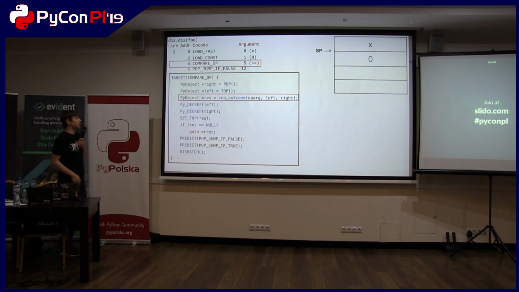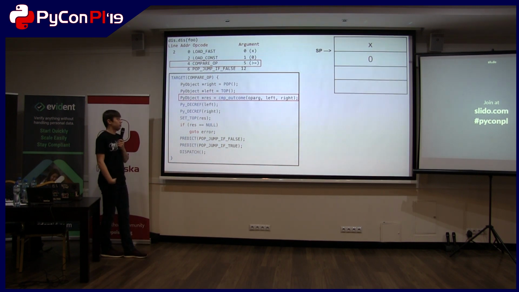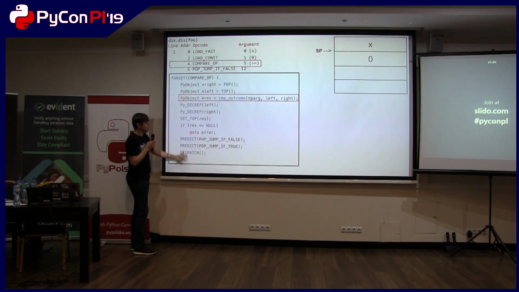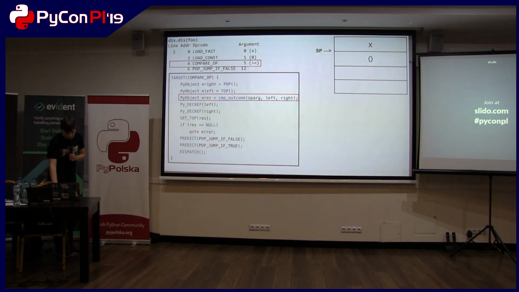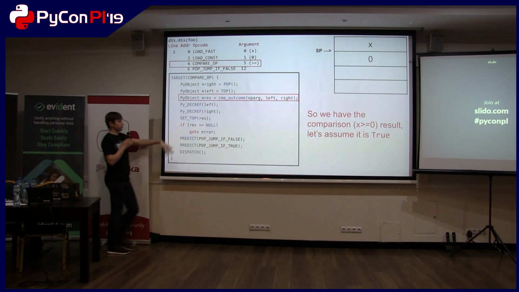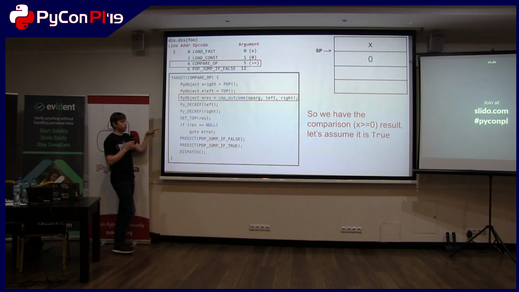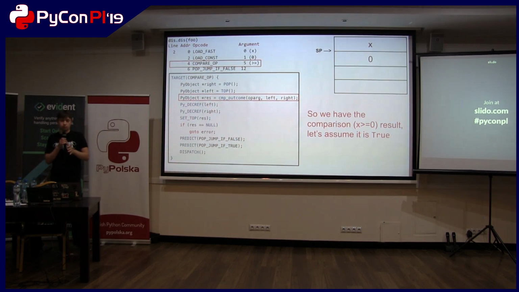So let's go back to our VM. We were at the compare operation, and we were at this cmp_outcome. We didn't even execute this, but it will be faster now. Yeah. So we have the comparison result in the result pointer to a PyObject, and this is the result of x greater than or equal to 0. And let's assume this result is true. Let's make an assumption here that x was, for example, 10.